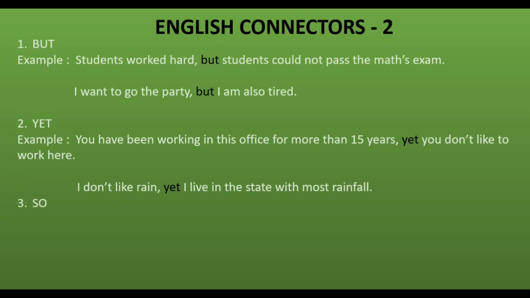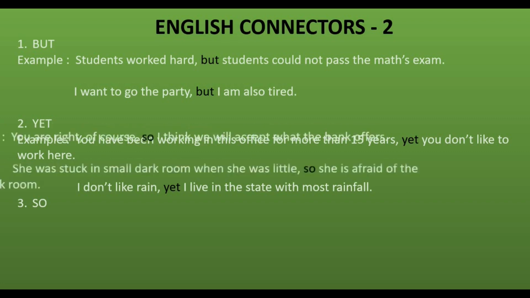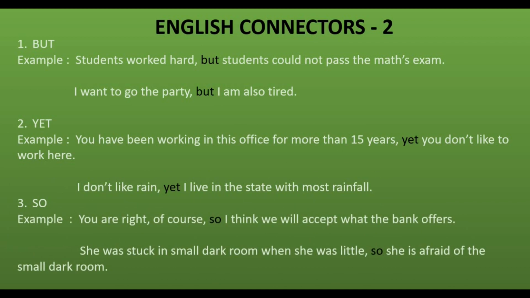Third is "so". This is a coordination connector that needs attention, used to describe the conclusion part of a topic or situation. It usually indicates results. For example, you are right, of course, so I think we will accept what the bank offers. Second, she was stuck in a small dark room when she was little, so she is afraid of the small dark room.